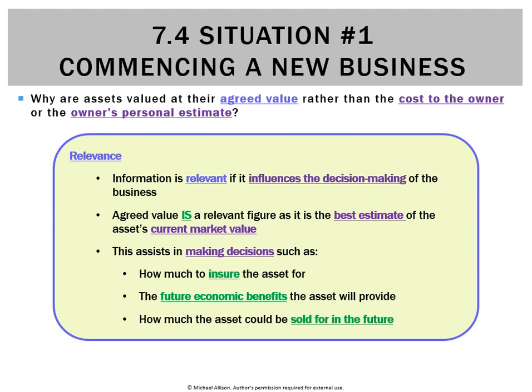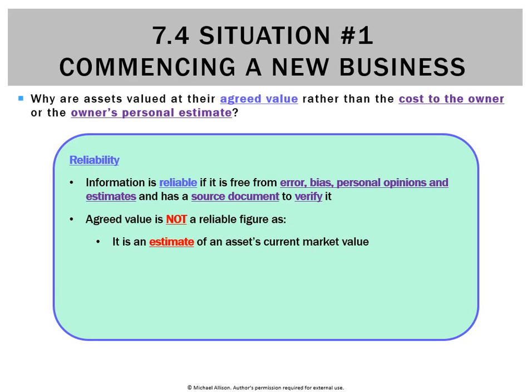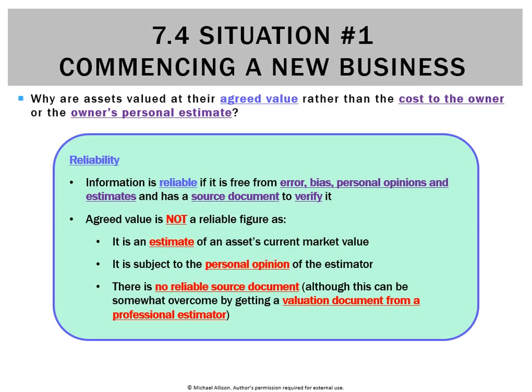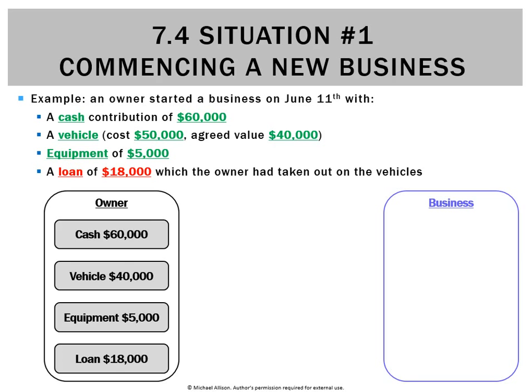For instance, how much should we insure the asset for? How many future economic benefits has it got for depreciation purposes? And how much could the asset be sold for in the future? What about agreed value and reliability though? Reliability says no opinions or estimates, and we need source documents to verify it. Well, we could argue that this is not a reliable figure. It's basically an estimate of current market value. It's subject to a personal opinion and there's no reliable source document. We might be able to get one from a valuer, but it's just a document which is proof of someone's opinion. So this totally breaches reliability. Back to our question, we know we're going to use the agreed value of 40.